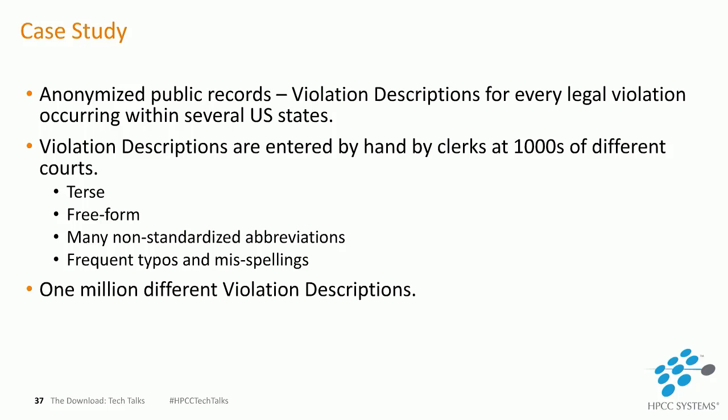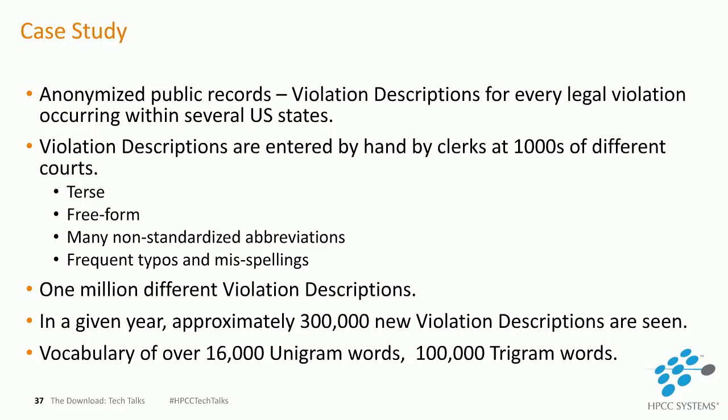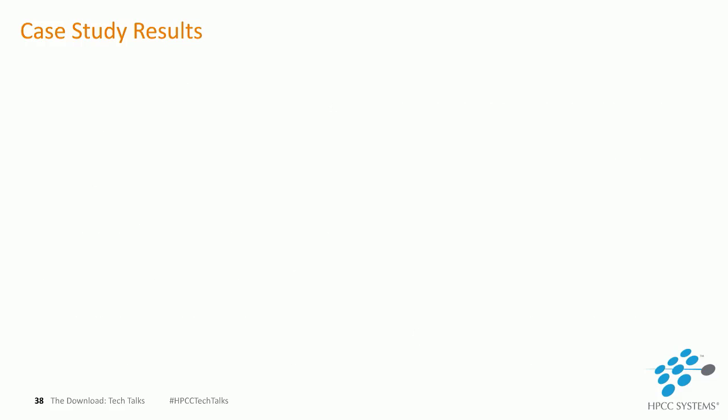We found nearly 1 million different violation descriptions and noted that around 300,000 new descriptions are entered in a given year. These descriptions used about 16,000 individual words, which swells to a vocabulary of 100,000 when we include bigrams and trigrams. Let's look at some of the results.